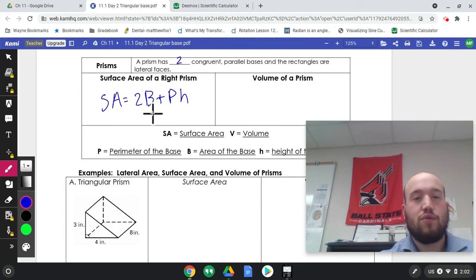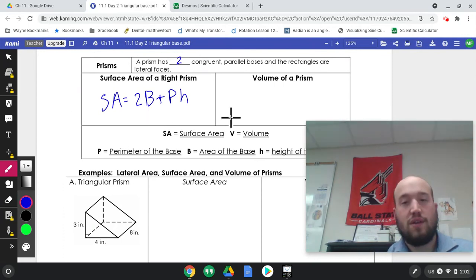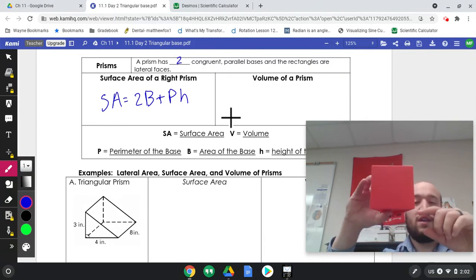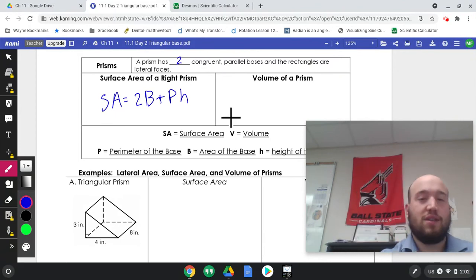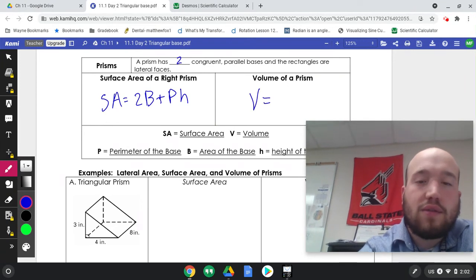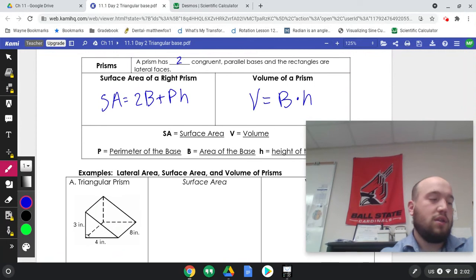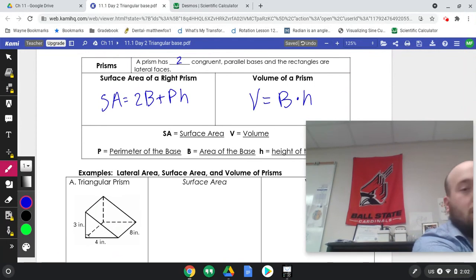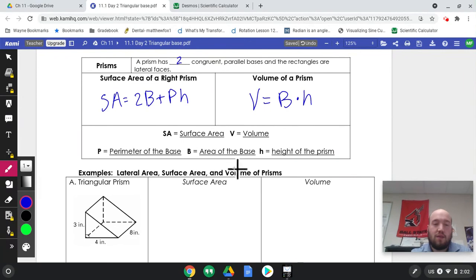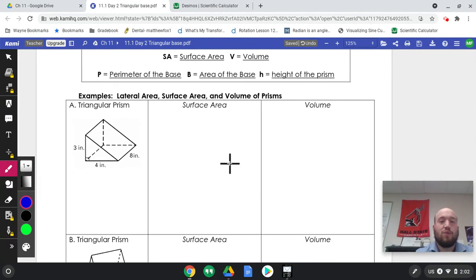Then the area of the two triangle pieces, those are your two bases. Now to find your volume, just take whatever your area of your base is and stack it up with the height again and again and again. So if we multiply it times the height, so volume equals B times H. Okay? And that will tell us what our volume is. So I'm going to make this smaller again. And let's go ahead and look at this first one.